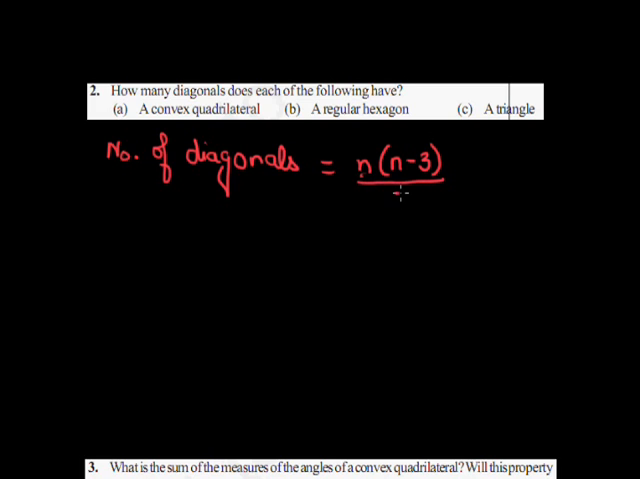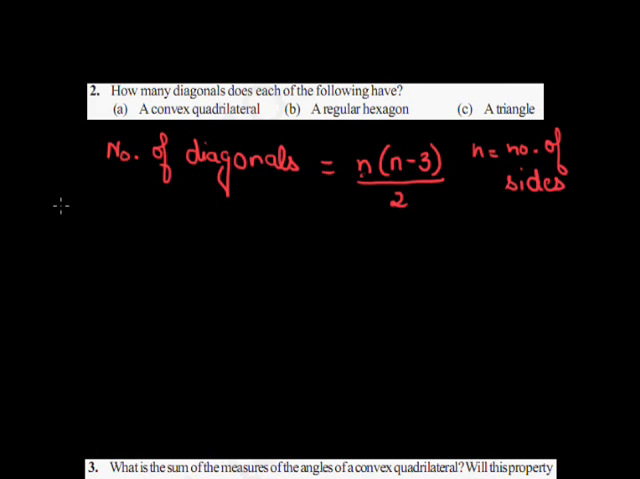Okay, now come to the second question. How many diagonals does each of the following have? Now, there is a general formula for the number of diagonals of a polygon. Number of diagonals in any quadrilateral or any polygon is equal to n into n minus 3 upon 2, where n stands for the number of sides.